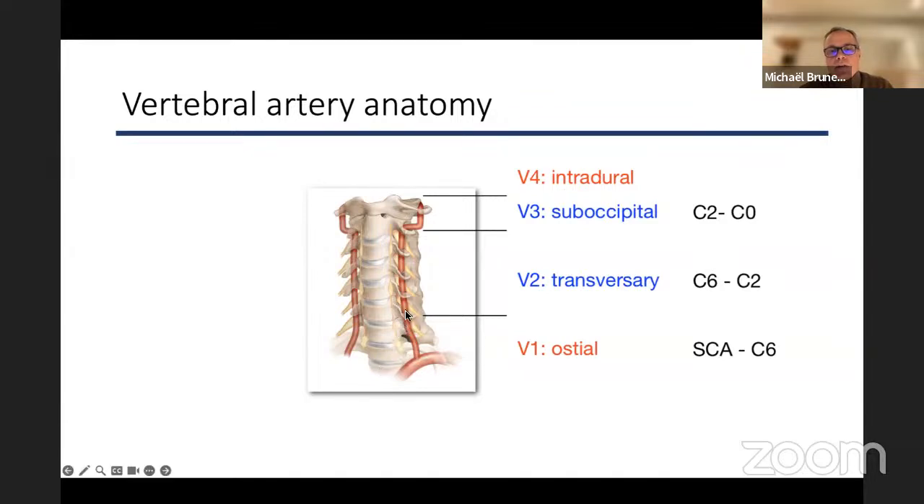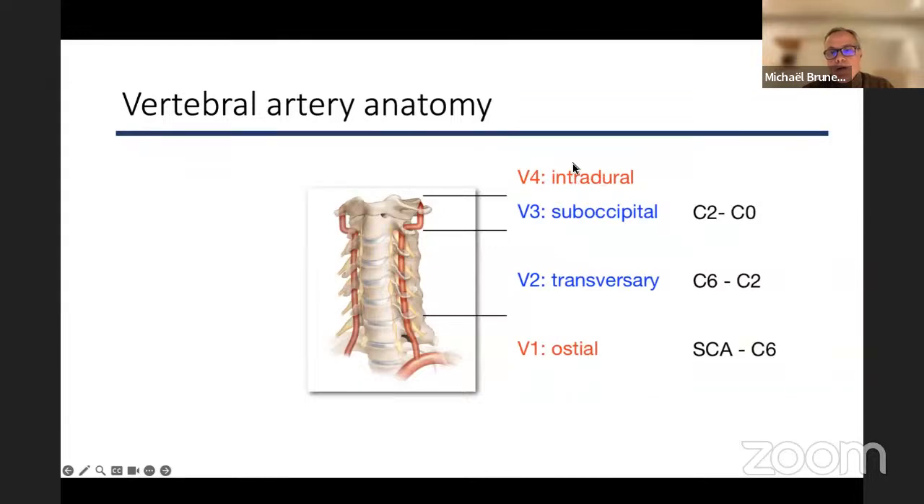Then the vertebral artery has an ascending trajectory, which is called the V2 or transverse segment, because the vertebral artery moves into each transverse foramen from C6 to C2. At the level of C2, the vertebral artery makes a lateral loop, then an upper loop, and then turns to enter the dura mater at the level of the foramen magnum. This is called the V3 segment or suboccipital segment, and then intradurally you have the V4 segment.